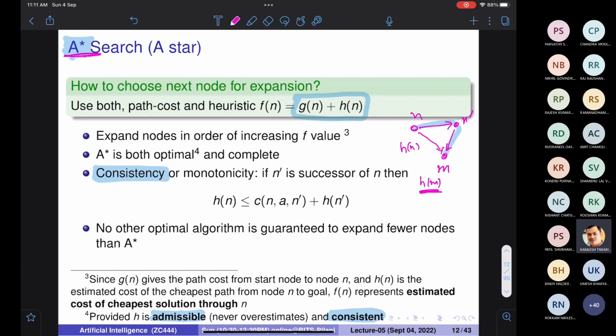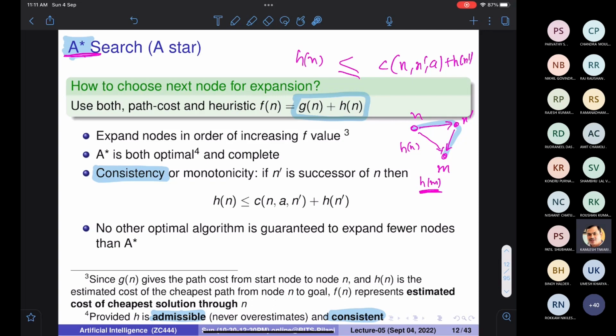This you can sometimes represent as a cost of going from N to N dash by taking an action A. So if this is a cost, you add it to the N dash, and you compare it with the actual cost that is going to be incurred from here. This value is going to be lesser than this particular quantity. It means if you come to the same place from other places, you are going to give me larger values.